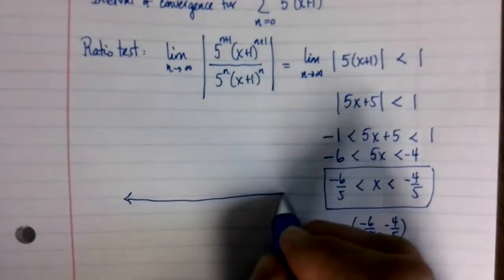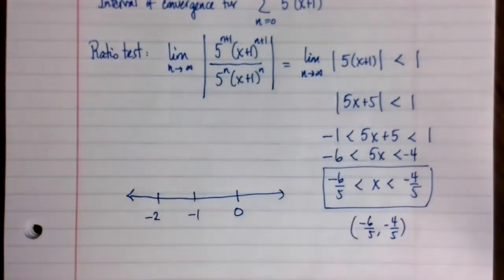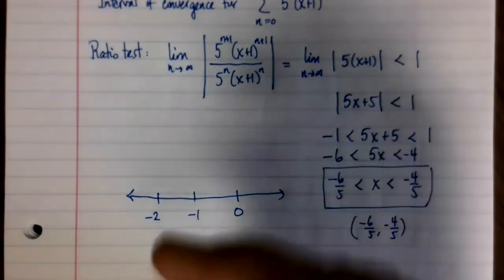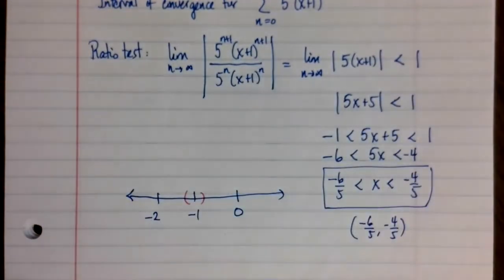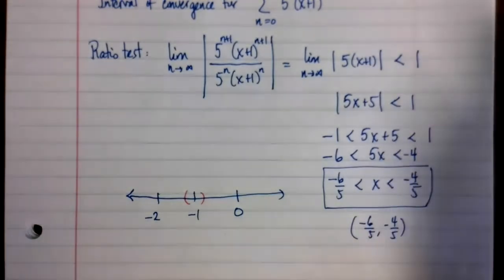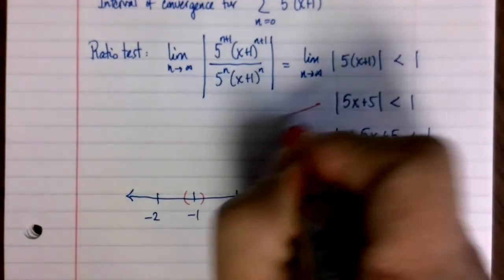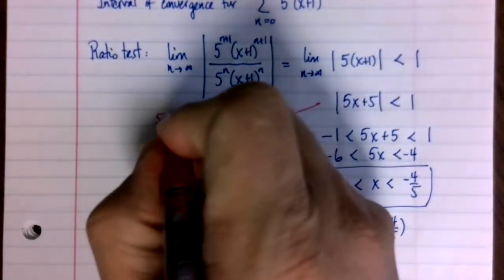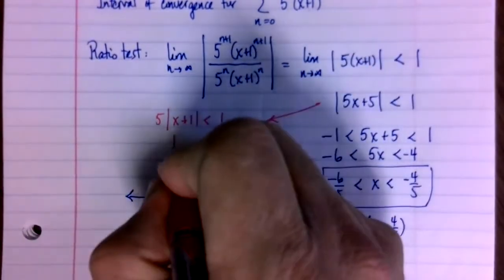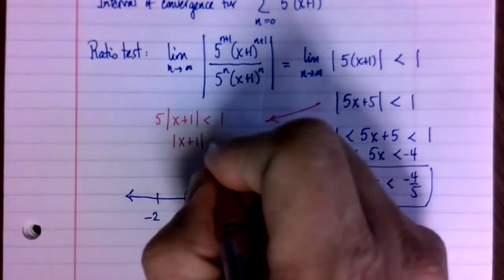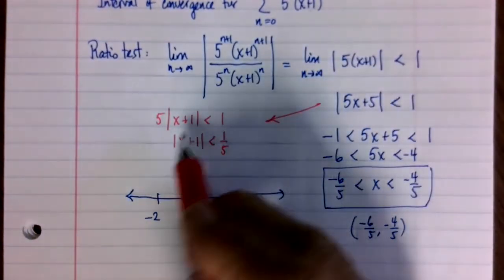And clearly, if I were to express this in a picture, it's the interval that goes something like this, between negative 6/5 and negative 4/5. There's another way to look at this, and that is, let's take this equation again here. I can pull a 5 out. 5 times the absolute value of x plus 1 is less than 1, so that the absolute value of x plus 1 is less than 1/5. And this is another way of seeing the exact same thing.